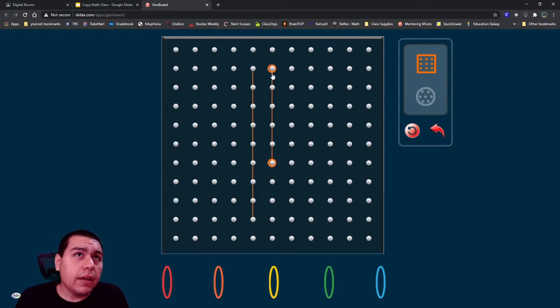So right now I have parallel lines. These lines will never ever cross. And again, we're using the square shape, not the circle shape. That way we have a little more room to move my rubber bands around. Okay, so I have parallel lines.